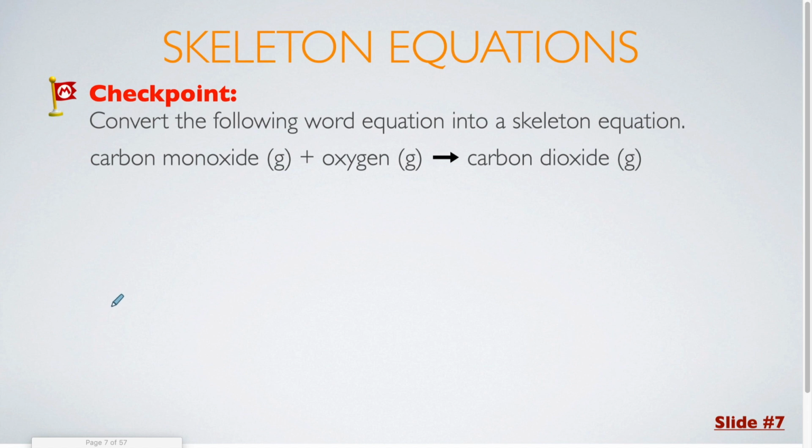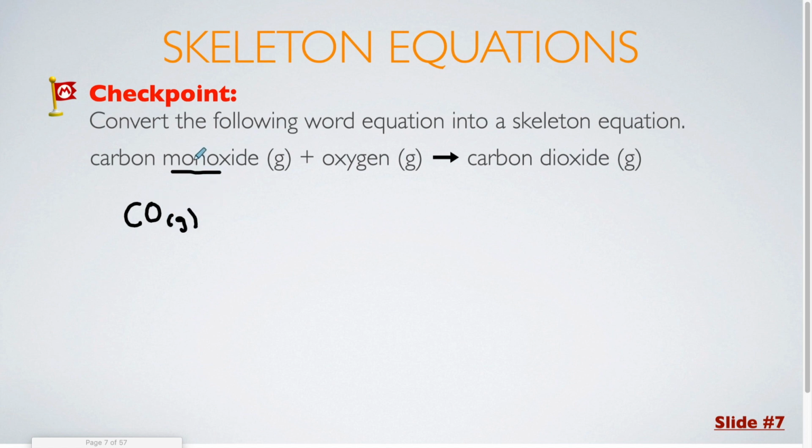For our next checkpoint, we are going to be writing out a skeleton equation for this word equation that's provided. First up, we have carbon monoxide. Now this is a molecular compound, which is why we have the prefix of mono here. There's no prefix for carbon, so that's an implied 1. Monoxide means 1 oxygen, and I know it's a gas.